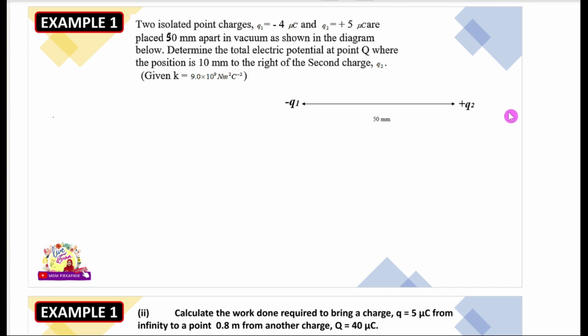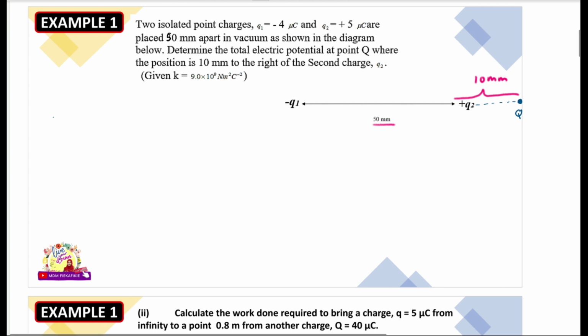It is around here. So let's draw point Q first. Let's say this is point Q, where the distance of Q from Q2 is 10 millimeter. Here we have 50 millimeter and 10 millimeter, and now we want to determine the electric potential.